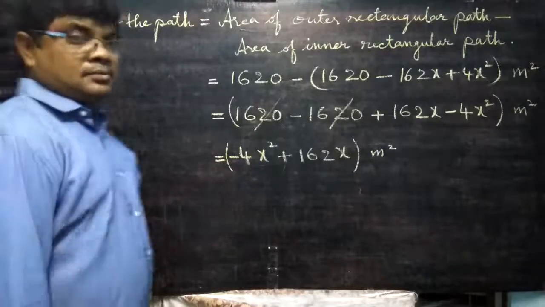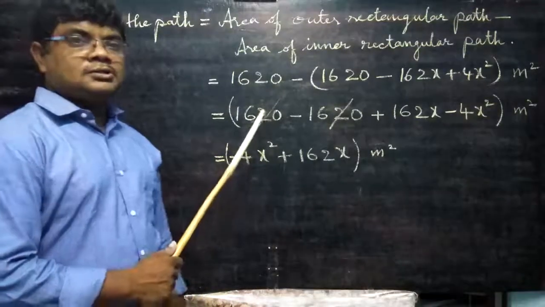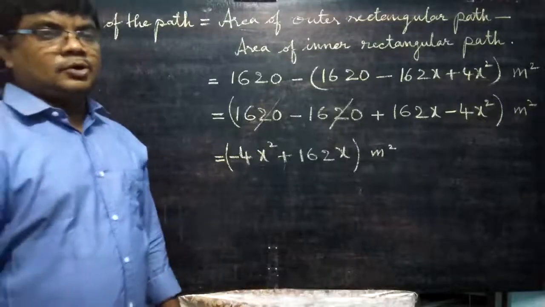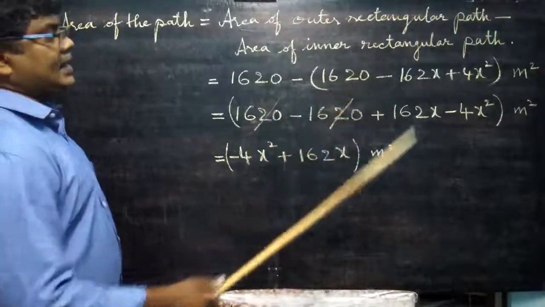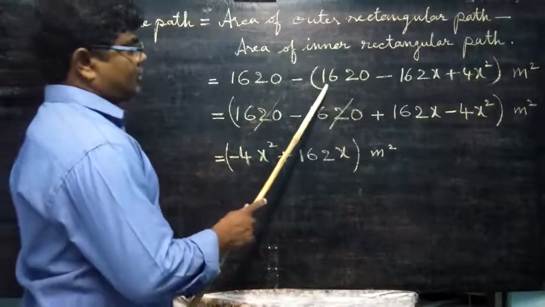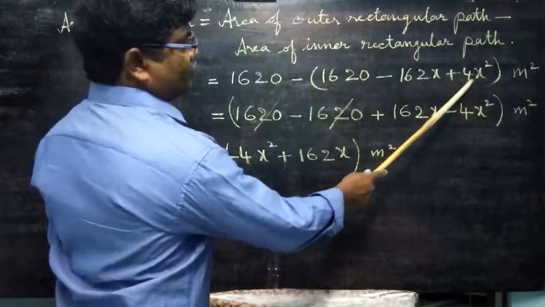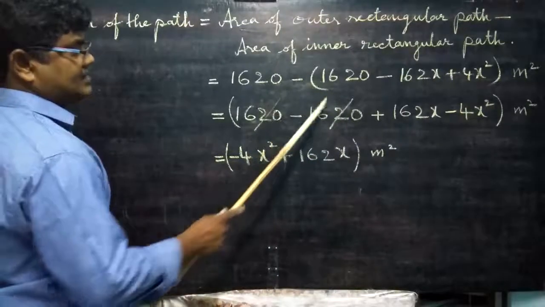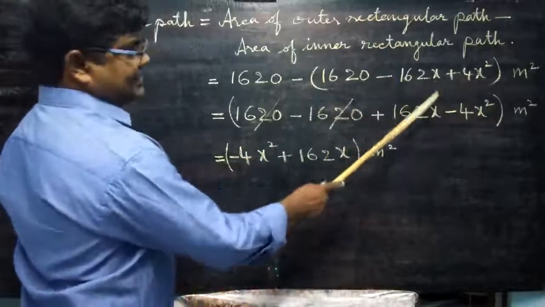Hi students, before starting today's lesson, there is a small correction in the same exercise. In the 11th problem, area of outer rectangular path minus area of inner rectangular path: 1620 minus of 1620 minus 162x plus 4x square. When minus goes inside the bracket, minus into plus is minus, minus into minus is plus, minus into plus is minus. Here x is there, here also x.